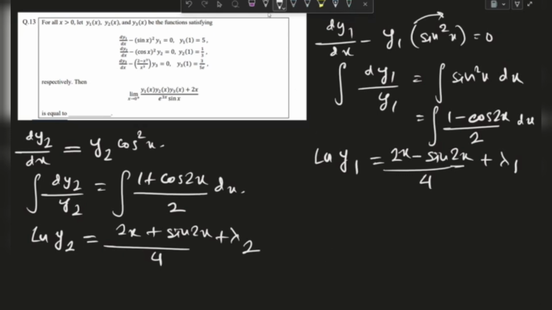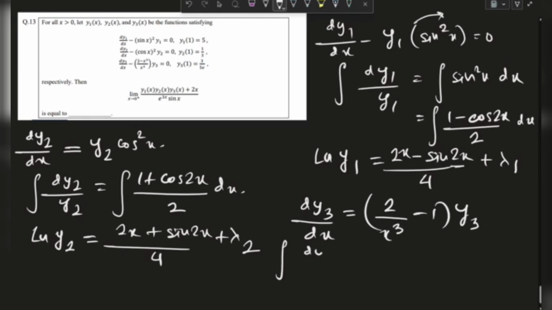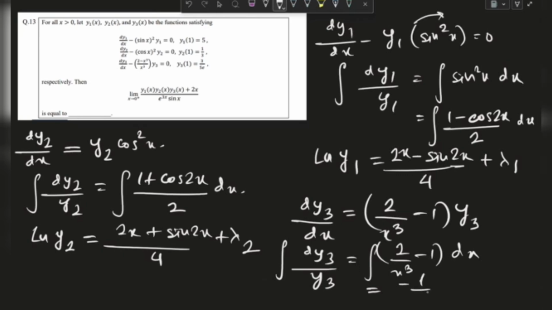Now for the third differential equation, if we solve dy3 by dx equals, now 2 minus x cube by x cube, if we divide this will come out to be 2 by x cube minus 1 into y3. So integral dy3 by y3 is integral 2 by x cube minus 1 dx. So what we will basically have here is minus 1 by x square, because if we differentiate this thing, we'll actually get 2 by x cube minus x plus some lambda 3, and here we have ln y3.